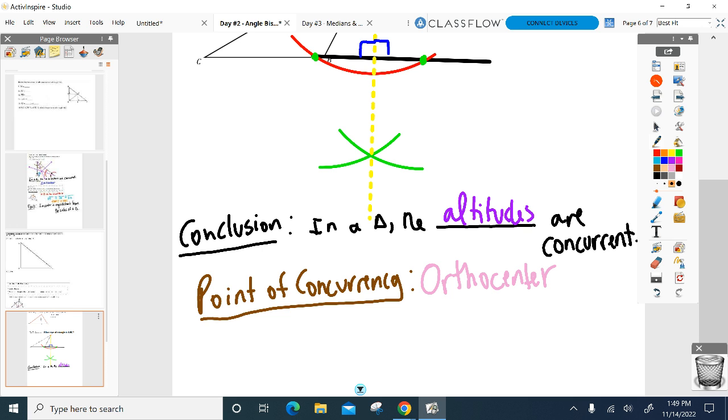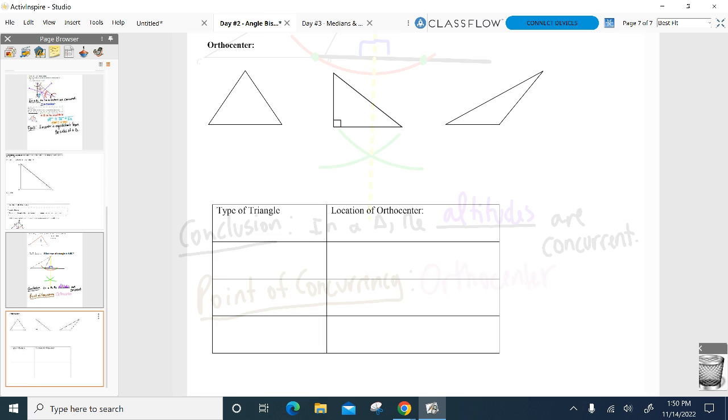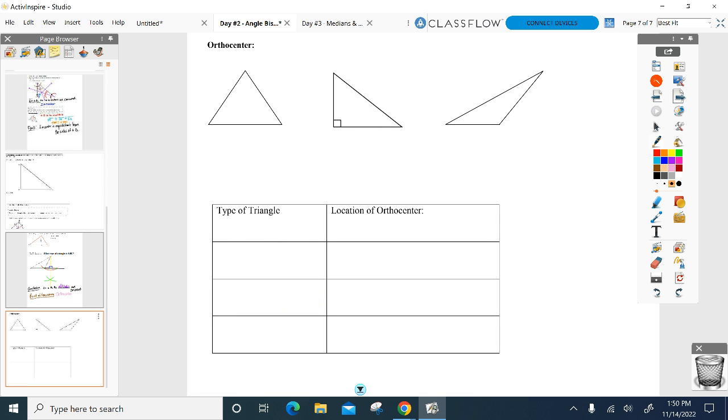I'm still not ready to move on. We know the altitudes are concurrent. We know the name of that point now, and now I've got to tell you what's so special about it. Here's the only piece of good news today. It's not special. There is no fact. It's not equidistant from anything. It's just there. But, there's a but in honors geometry. You still have to know where it's located based on the triangle I give you. Okay? You've got to know where it's located.